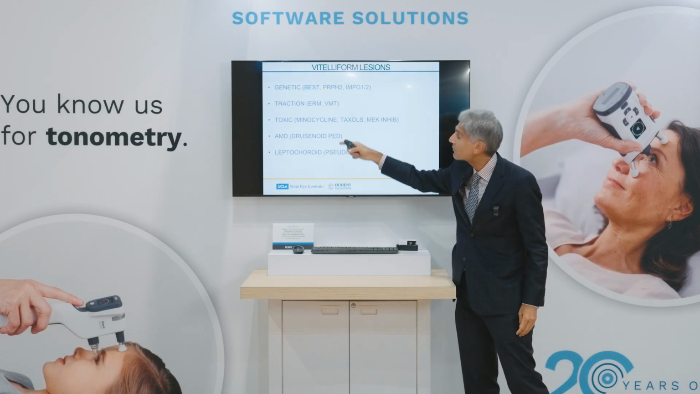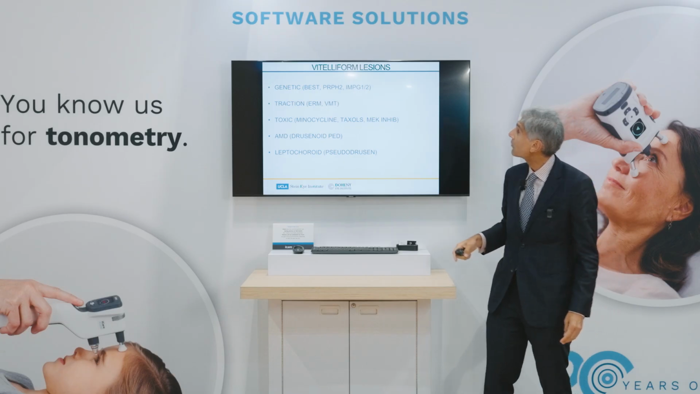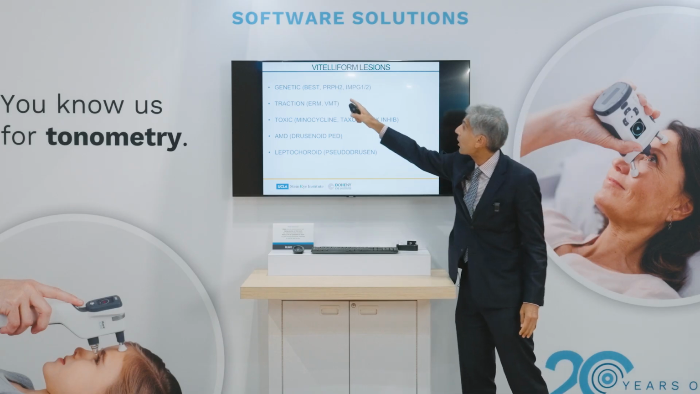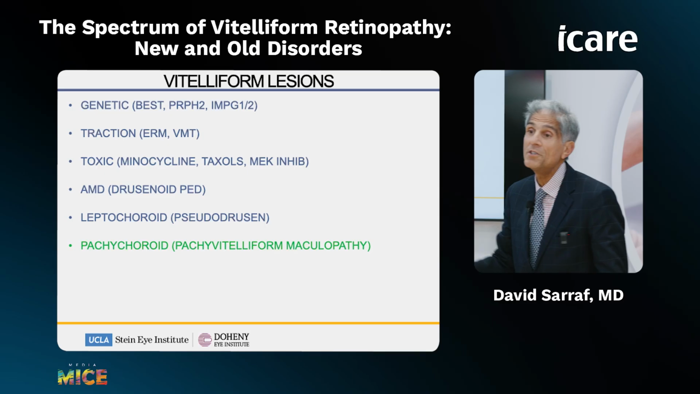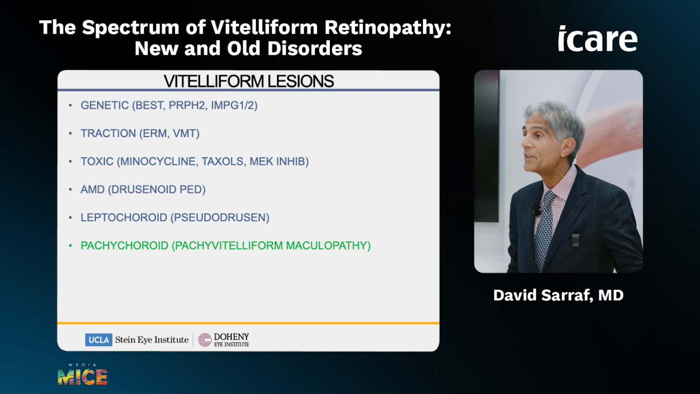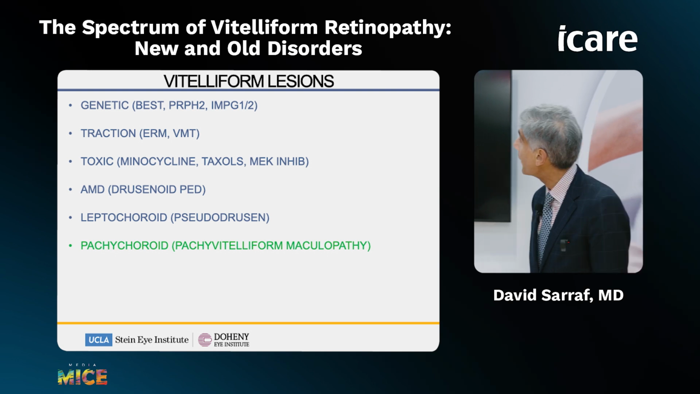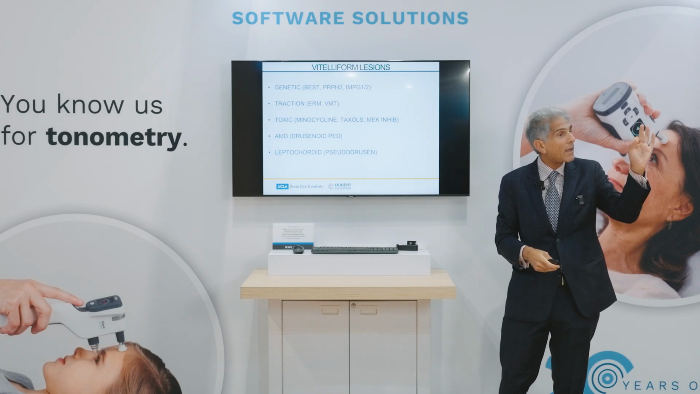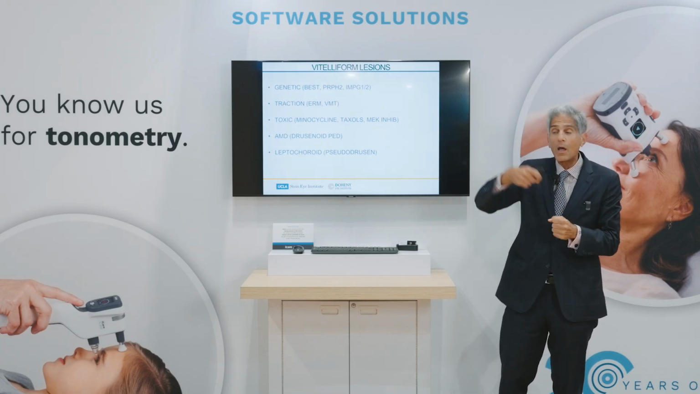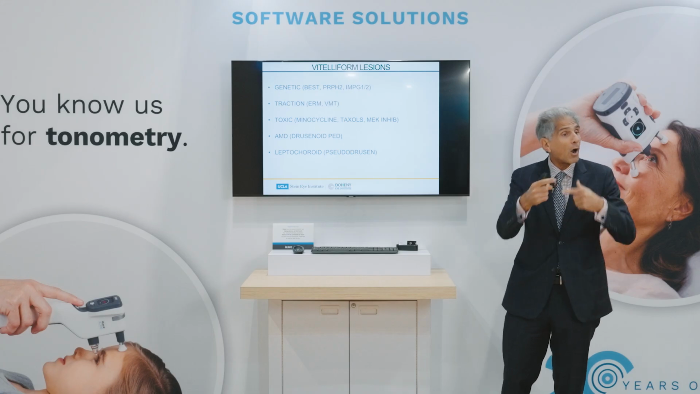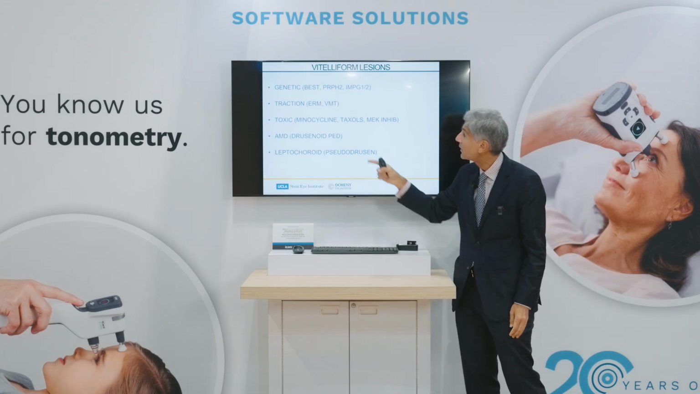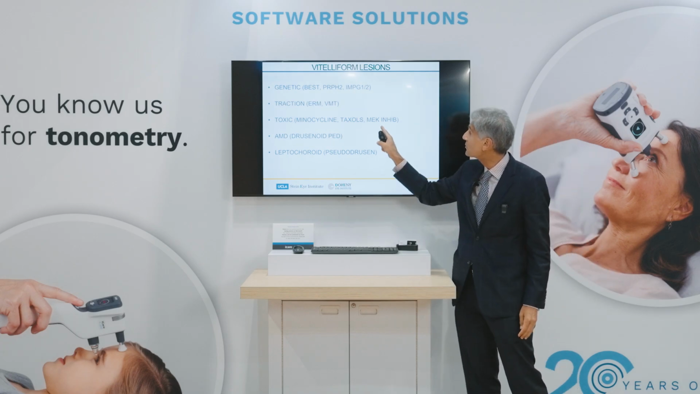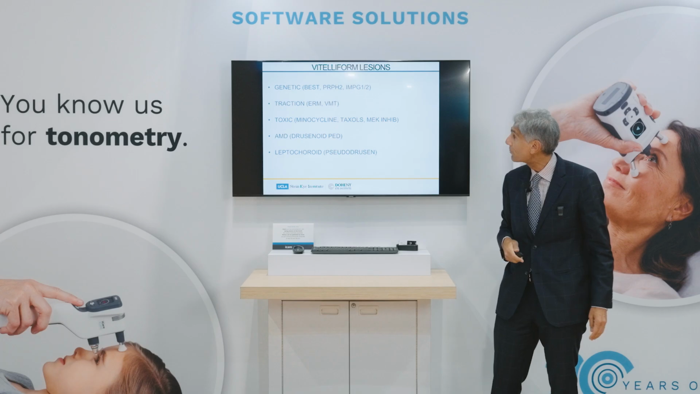And so these are the kind of more classic causes of vitelliform diseases. As I mentioned, the most common genetic cause is Best disease, but PRPH2, which is pattern dystrophy, and IMPG1 and 2 can also genetically cause vitelliform dystrophies, more typically in younger patients. You can see traction, like in ERMs, cause tiny vitelliform lesions because, again, the traction disrupts RPE turnover of the outer segments. Certain medicines can also cause vitelliform lesions, including the MEK inhibitors or the checkpoint inhibitors.